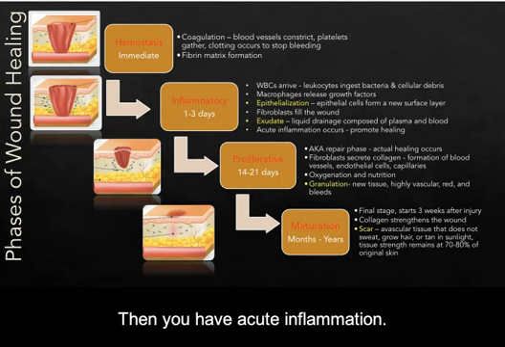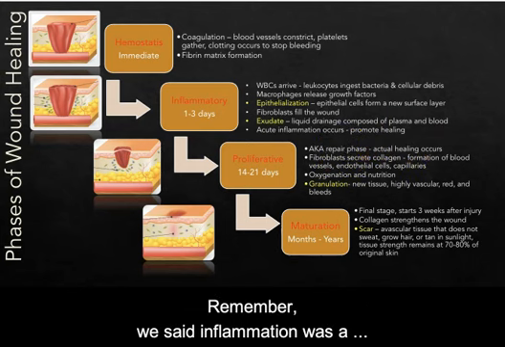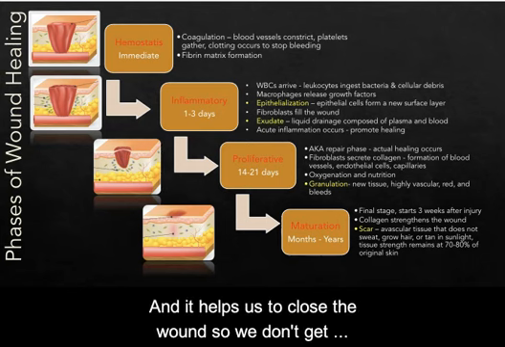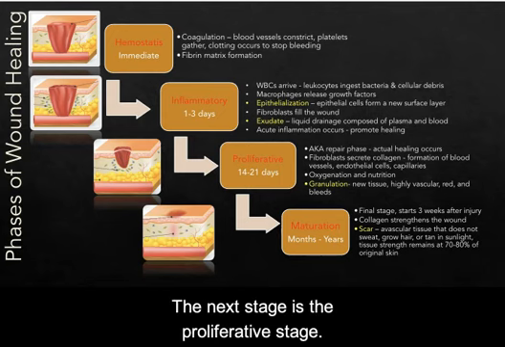Then you have acute inflammation. This acute inflammation actually promotes healing. Remember, we said inflammation was a defense mechanism. It also helps our body protect itself from damage, and it helps us to close the wound so we don't get exposed to bacteria. The next stage is the proliferative stage.